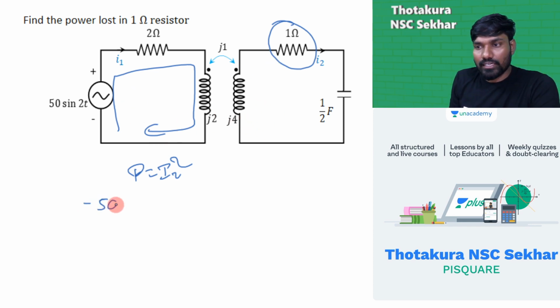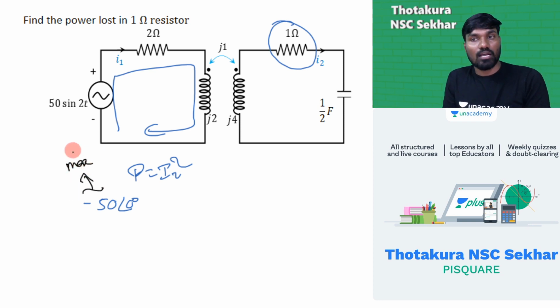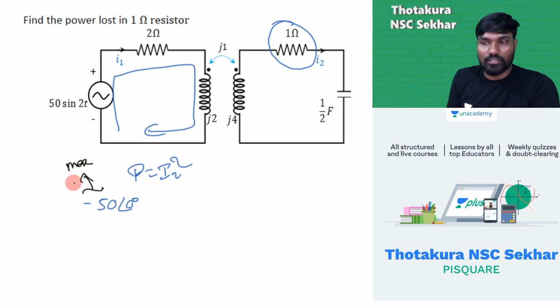Minus 50 at an angle 0 degrees. Here 50 is the maximum value, so be careful. Always when you're writing it, you should be careful whether you're using a maximum value or RMS value. All the results you get will be in terms of maximum, because I used a maximum voltage. Next, plus, I'll use blue.